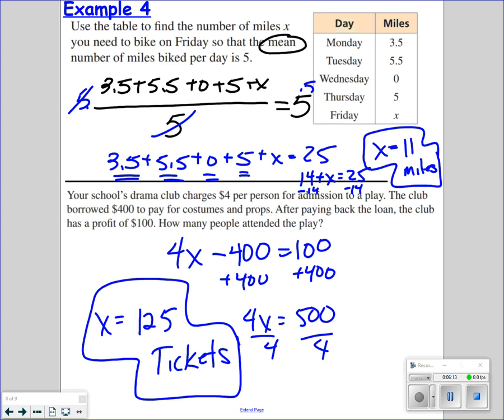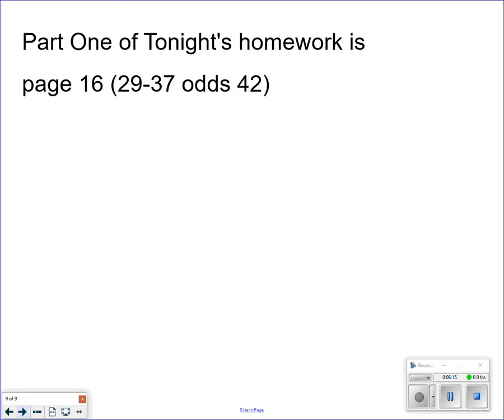Your homework assignment for day 2 is on page 16, numbers 29 through 37, odds, and 42.